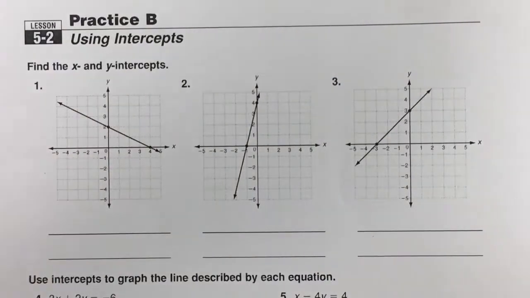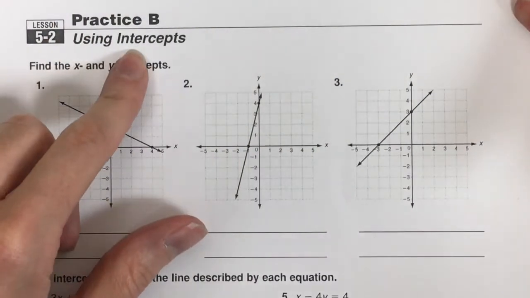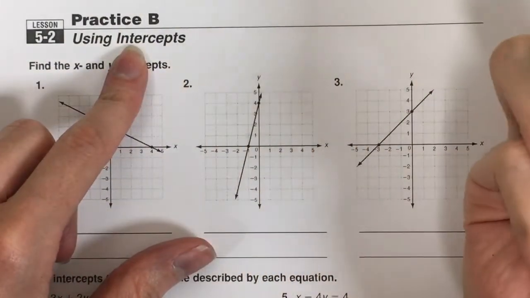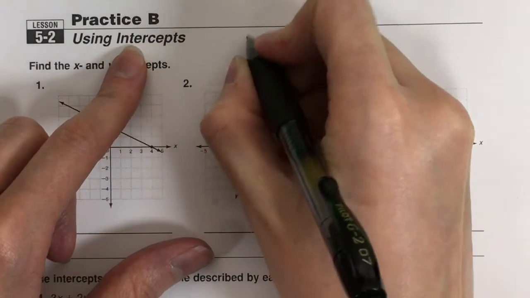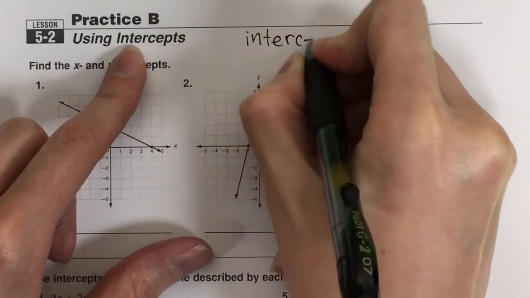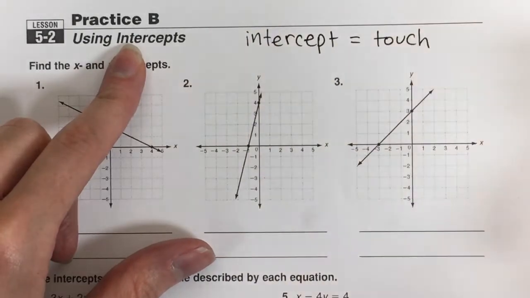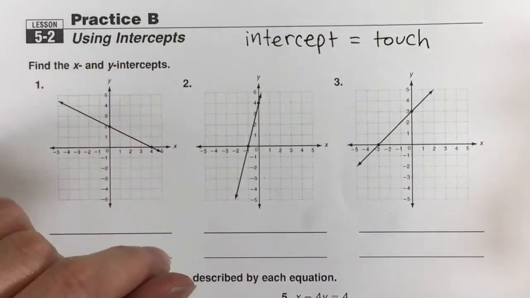Hello, today we're going to be talking about intercepts. This word intercepts, I want you to think about it as like a touch, okay? So intercept is a touch. So you have two types of intercepts.